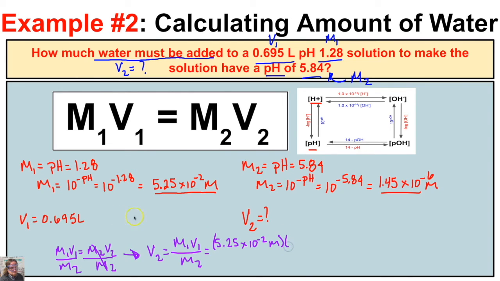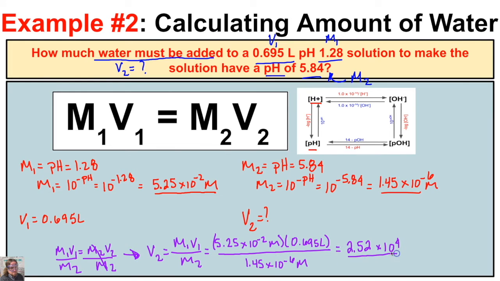What is V1? If we take a look, it's 0.695 liters. And what is M2 in this problem? 1.45 times 10 to the negative 6 moles per liter. So we'll put this all in our calculator and we're going to end up with 2.52 times 10 to the 4th.